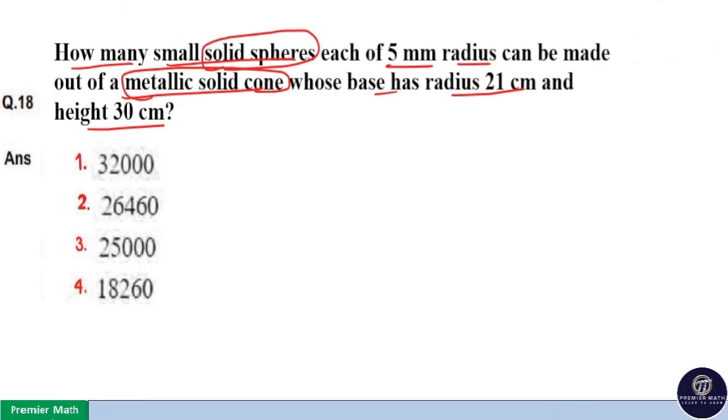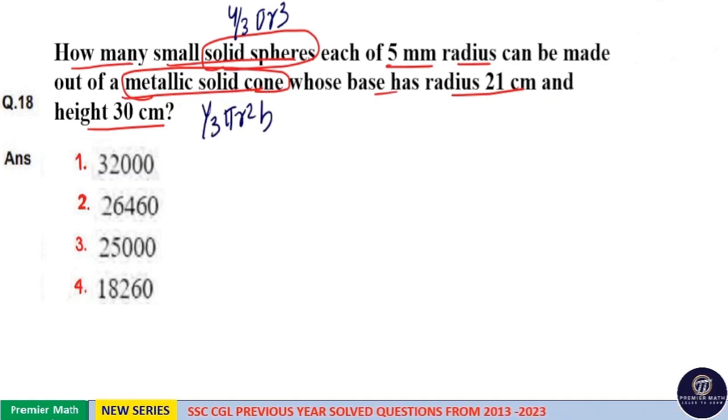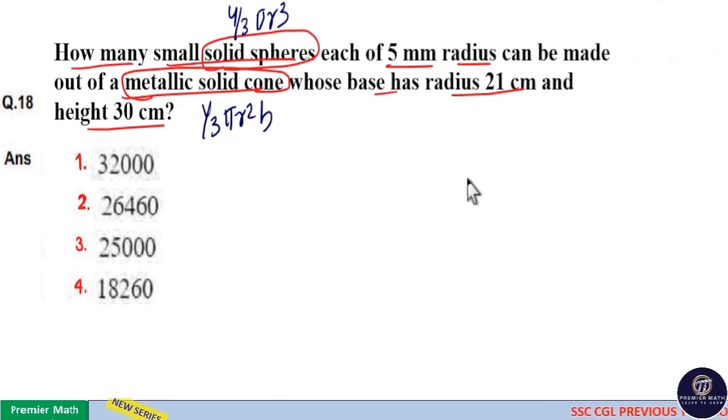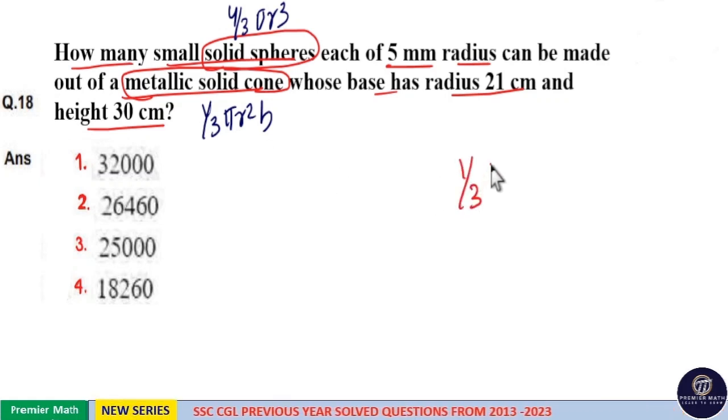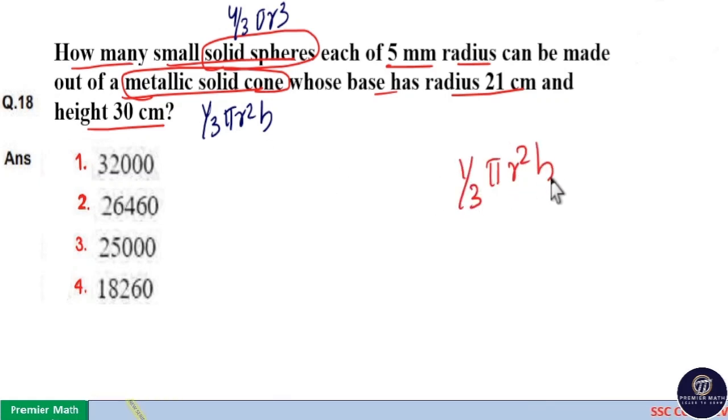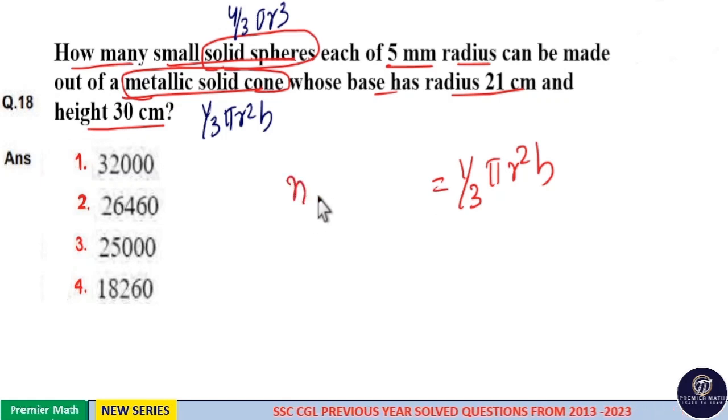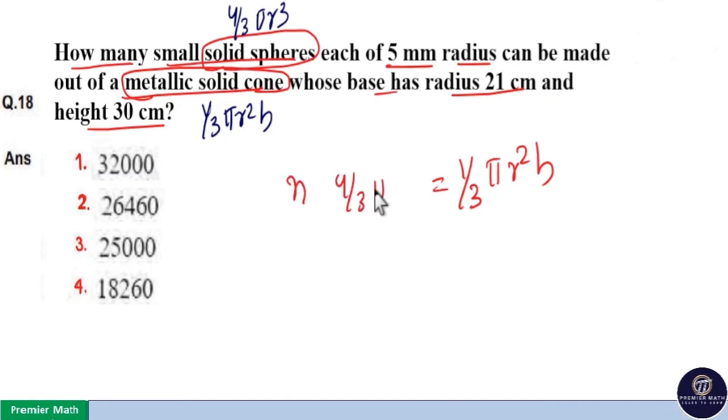Here, volume of solid sphere is equal to 4 by 3 pi r cube. Volume of cone is equal to 1 by 3 pi r square h. Now equate these. That is, from the volume of cone, that is from 1 by 3 pi r square h, we can make n number of 4 by 3 pi r cube. That is n number of solid spheres.